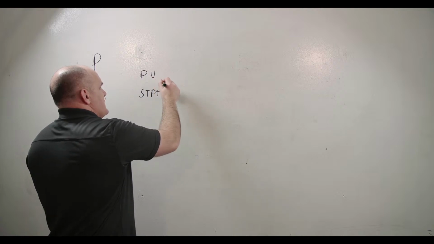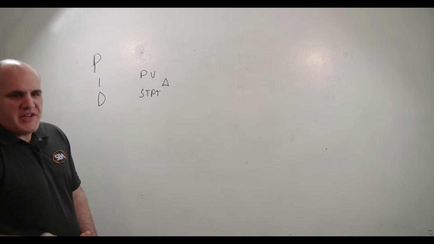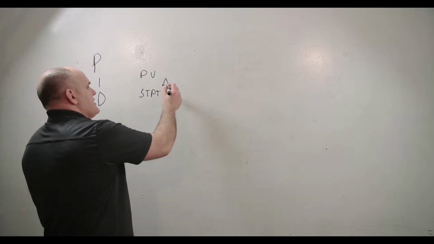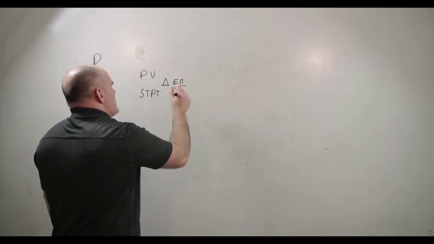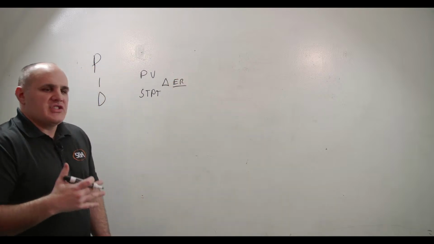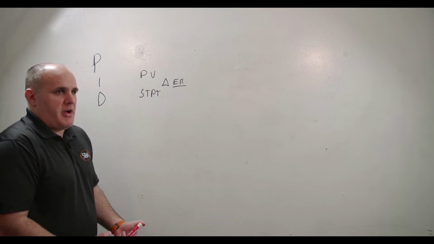and the difference, the delta between these two; that's what that triangle symbol is, the delta symbol. The difference between these two is going to be known as error. And error is going to be critical. The error is going to be what drives our integral. It's going to be what drives our proportional response.